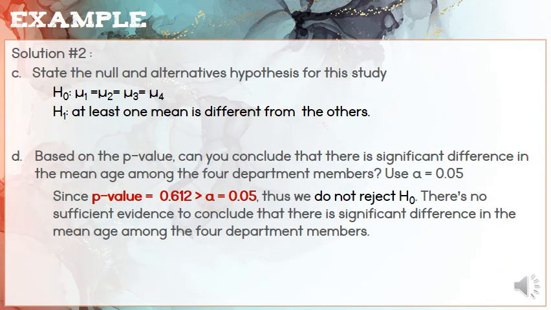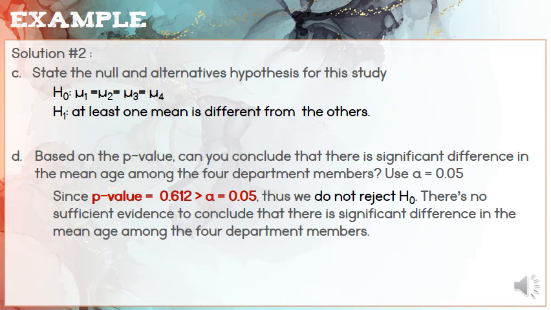Okay, and then they ask you to state the null and alternative hypotheses. So for our null hypothesis, it should be mu1 equals mu2, equals mu3, equals mu4. Up until 4 only, because you are comparing 4 faculties. And your alternative hypothesis is at least one mean is different from the others.